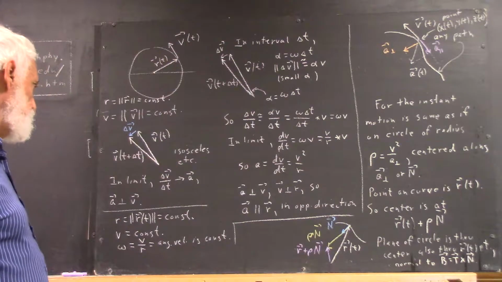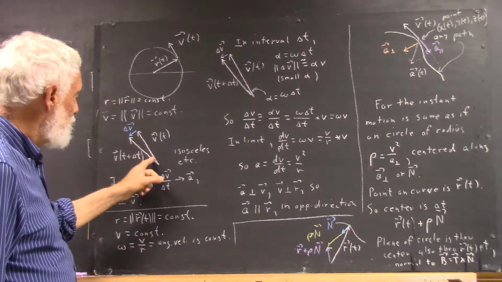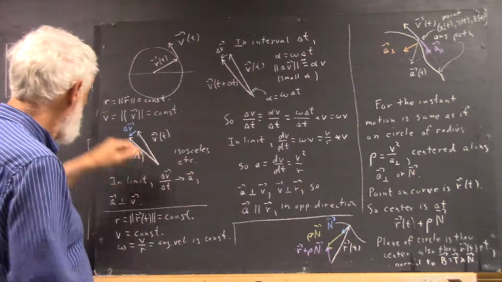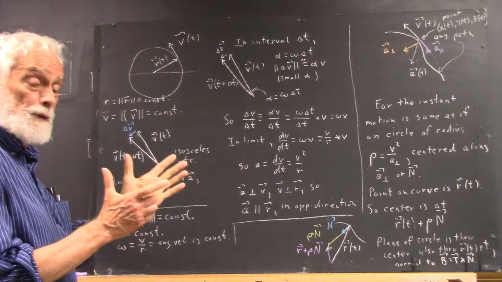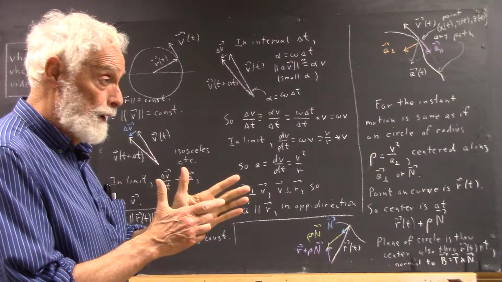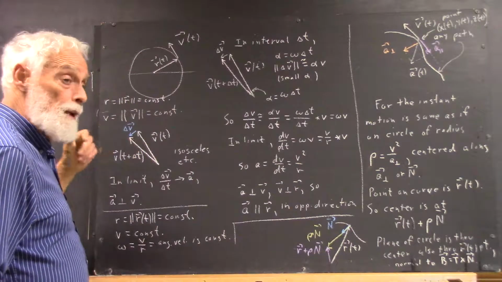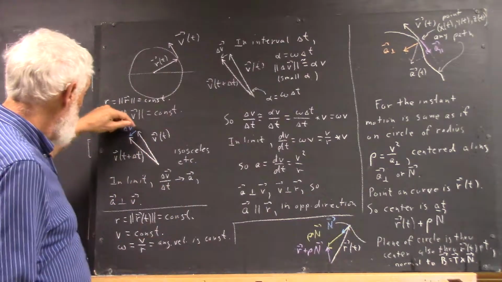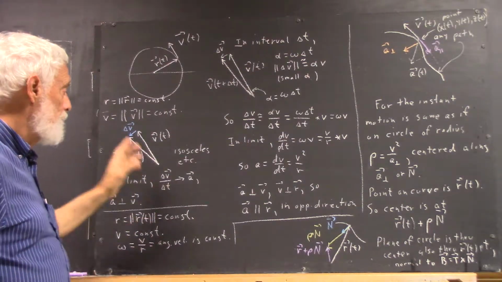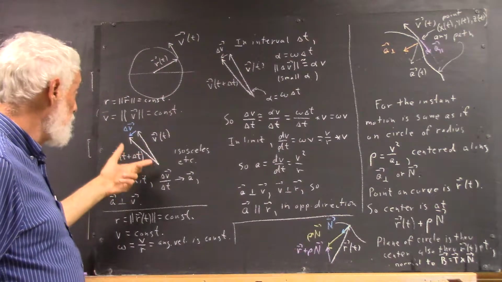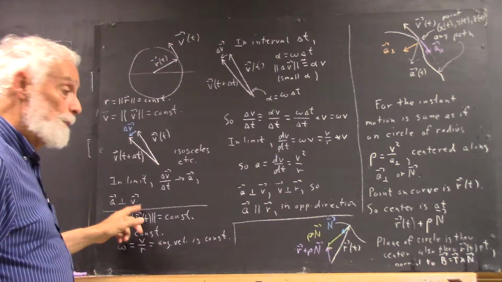Also, since these two angles are equal, as this angle approaches zero, since all three angles add up to 180 degrees, these two angles add up to a quantity closer and closer to 180 degrees, that approaches 180 degrees as a limit, so that these two angles approach 90 degrees, so that we see that the delta v is perpendicular to your v vector in the limit. So in the limit, when this approaches a, the a vector has to be perpendicular to your v vector.